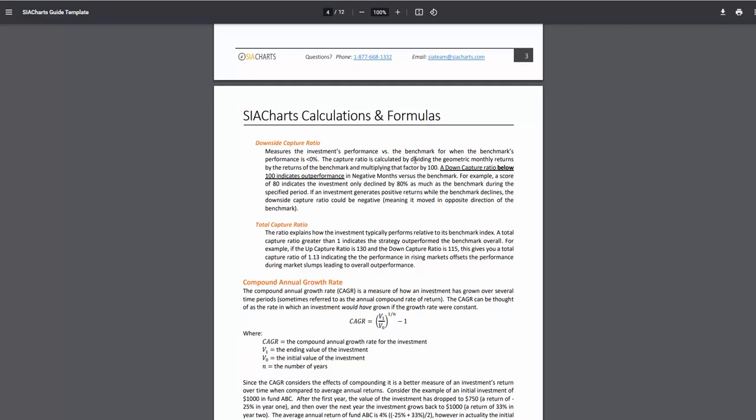It's looking for every month that the benchmark had a negative return, and it also looks at your return during those times. And this time you want to be below 100. That's going to signal outperformance. So for example, a score of 80 indicates you only declined 80% as much as the benchmark during this period. In some cases, if you have significant outperformance, you could get a negative down capture ratio. And that's not an error, that's just the way the formula is created. So most of the time, you're going to see something around 100. If you're 100, you're lockstep with the index. It's kind of like a correlation of 1 or beta of 1 or something like that.